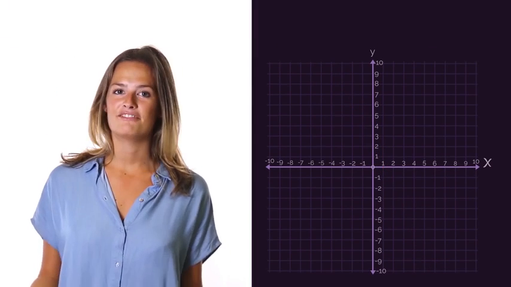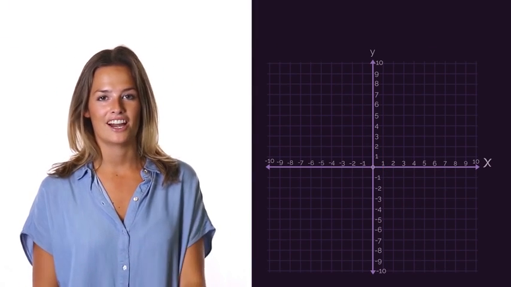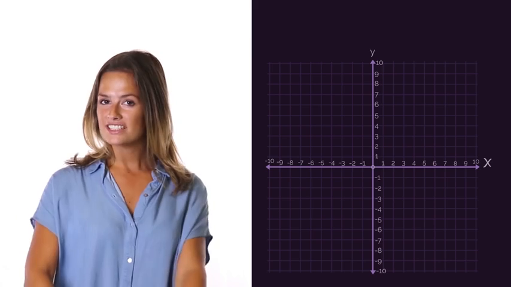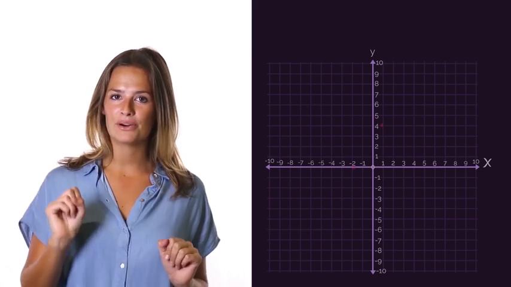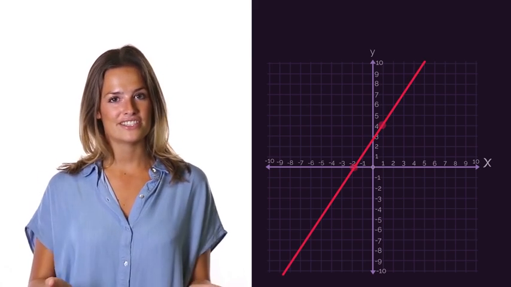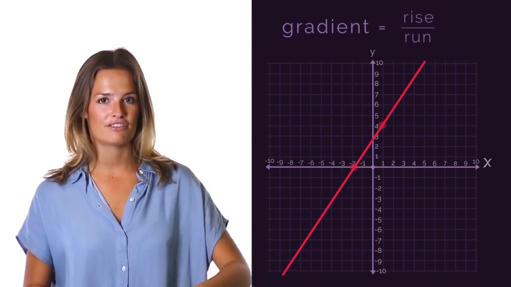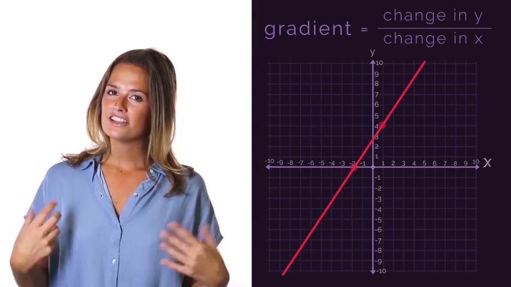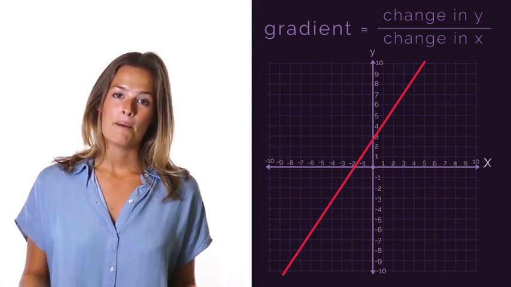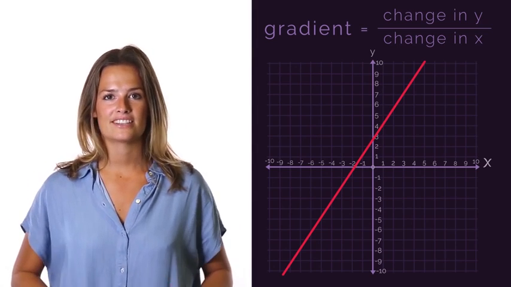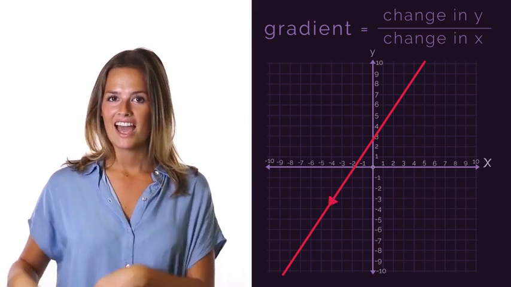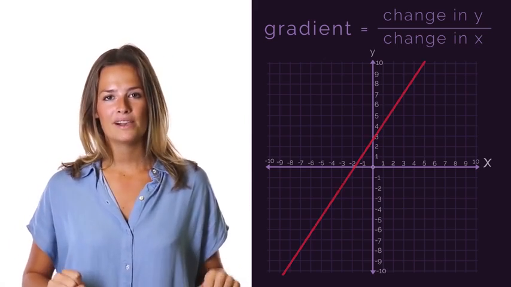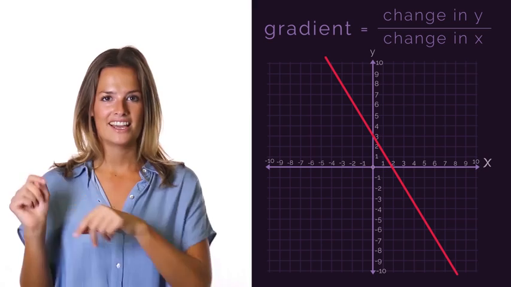So there you have finding the gradient of a straight line from the graph. You just need to remember to take 2 points on the line, and then using gradient as the rise over the run, or the change in y over the change in x, you can easily find the gradient. But be careful because lines going in this direction have a positive gradient, but lines going in this direction have a negative gradient.